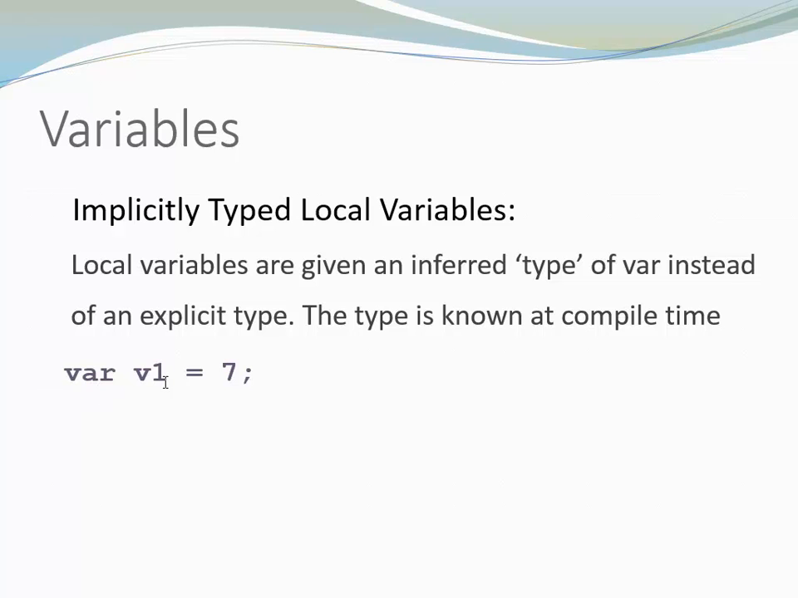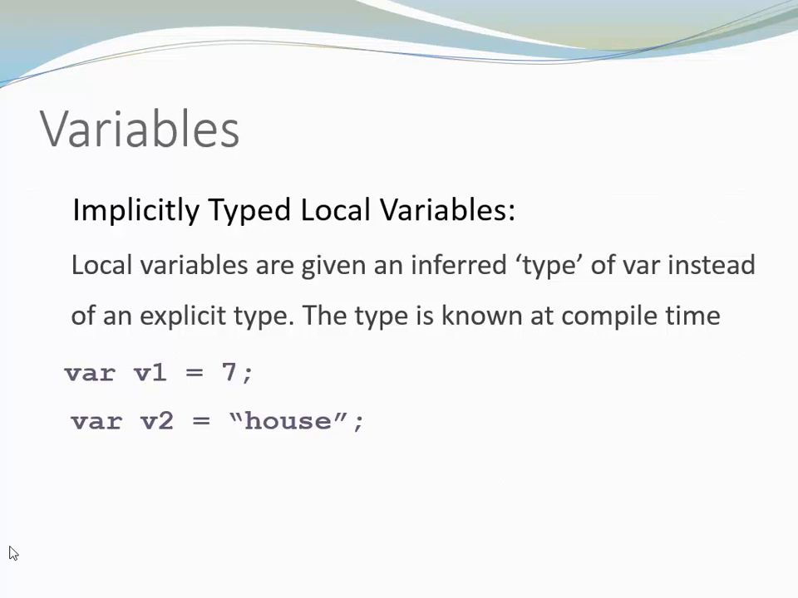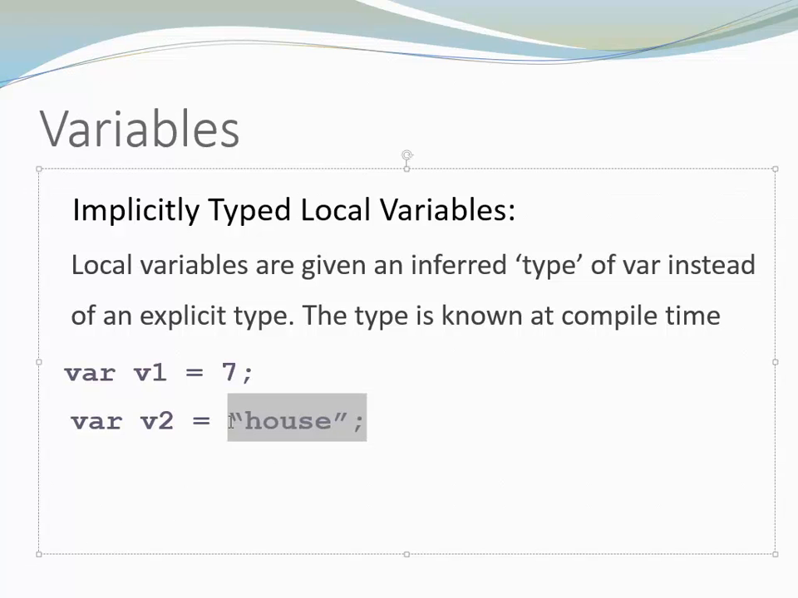I could say var v1 is 7. So in this case, compiler figures out 7, that's an integer. So v1 is really a variable of type integer. Var v2 is house. Compiler realizes house is a string, so v2 is a variable of type string.